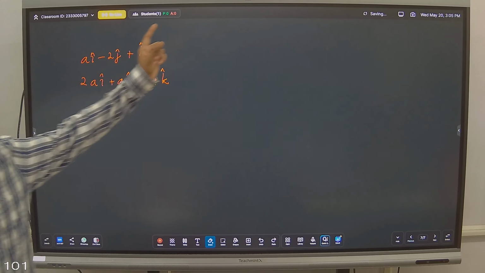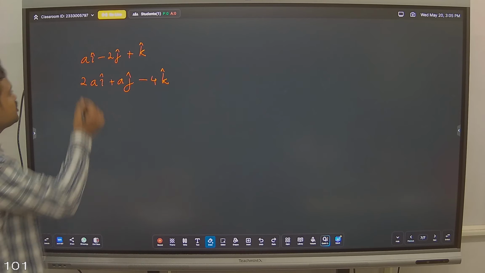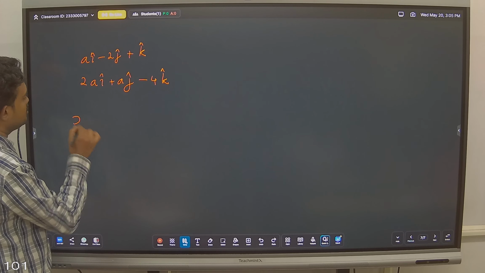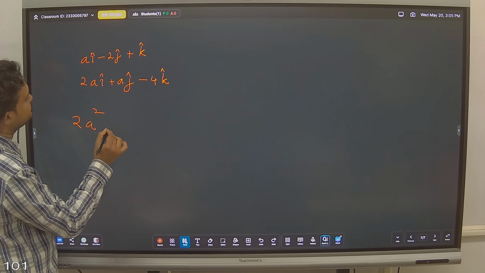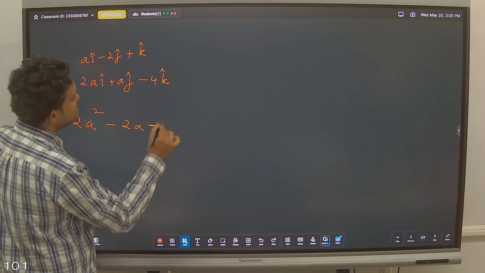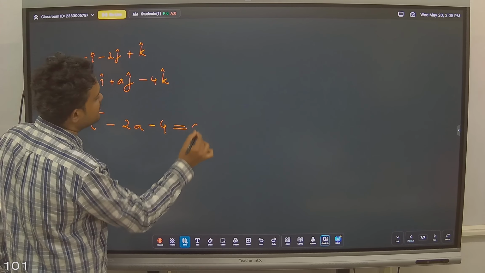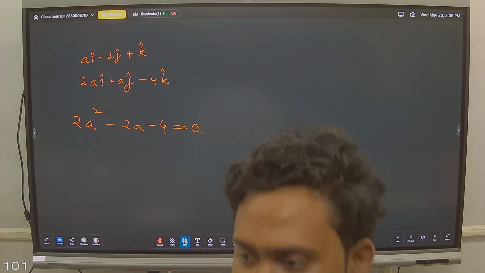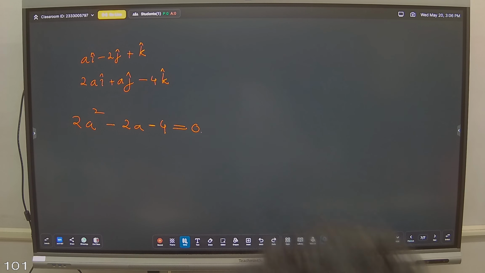You have to take the dot product of the two vectors and the dot product has to be equal to 0. Right? So here, 2a square minus 2a minus 4 should be equal to 0. Can you solve this quadratic?